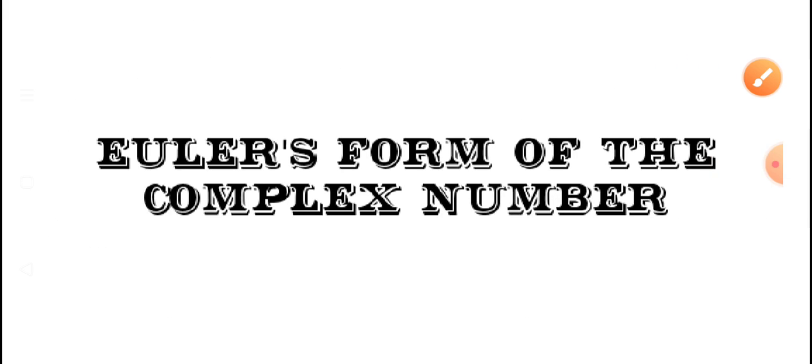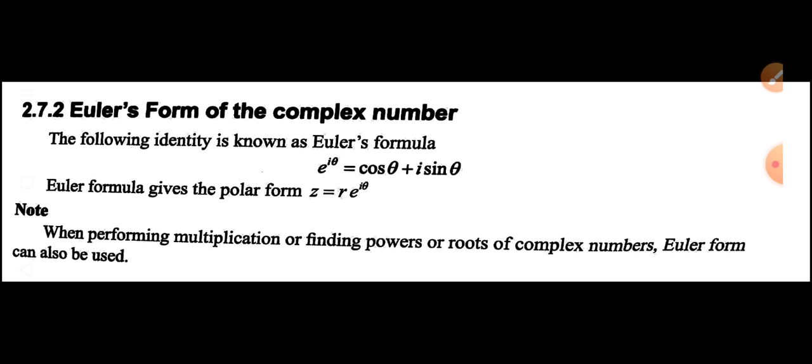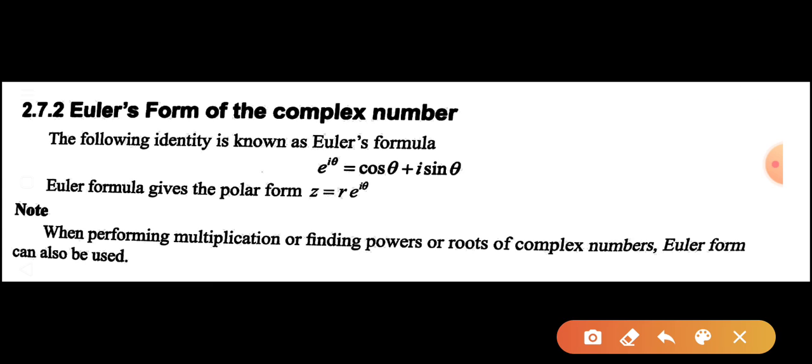Now Euler's form of the complex number. We are going to write Euler's form. How do you write Euler's form? The following identity is known as Euler's formula: e power i theta is equal to cos theta plus i sin theta. Euler's formula gives the polar form, that is z equals r into e power i theta. This is our Euler form.